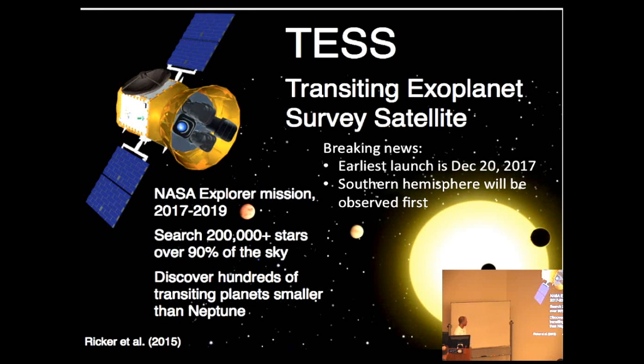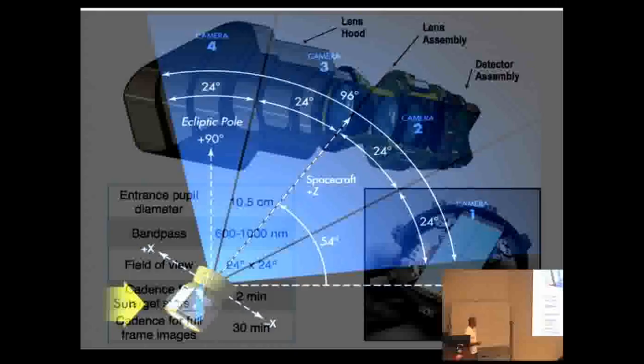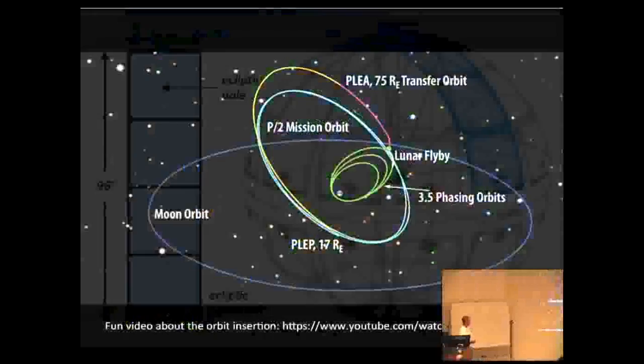So this is just a summary slide. I've added this breaking news to this slide that I got from Josh Winn. The earliest launch date for TESS is now set to December 2017, so about a year and a half from now. And then TESS is doing all sky, but one hemisphere at a time. So the first year of operations, it will do the southern hemisphere, and then it will turn over and do the northern hemisphere. I've got some figures on that stuff. Let's just skip through that.